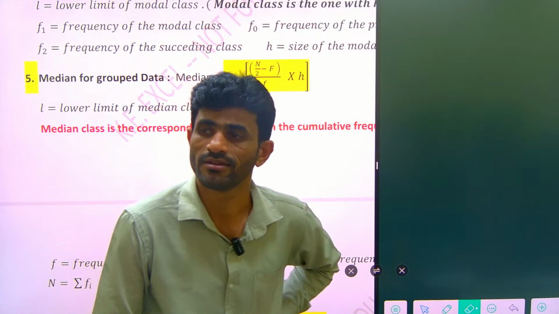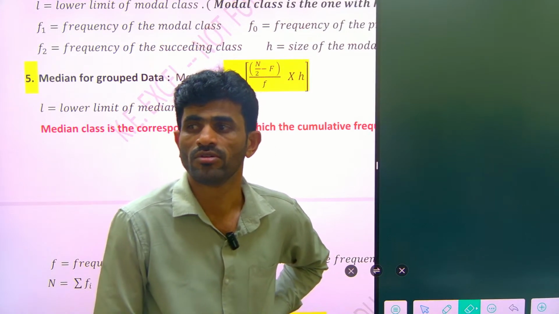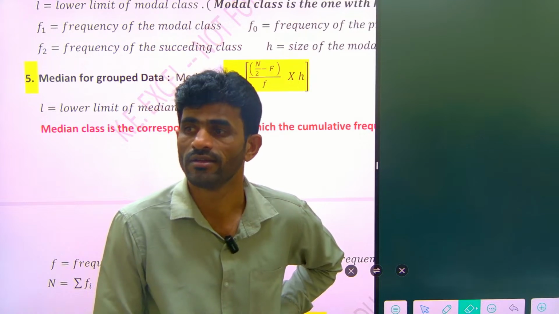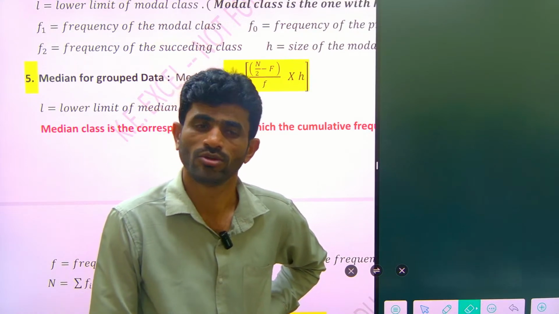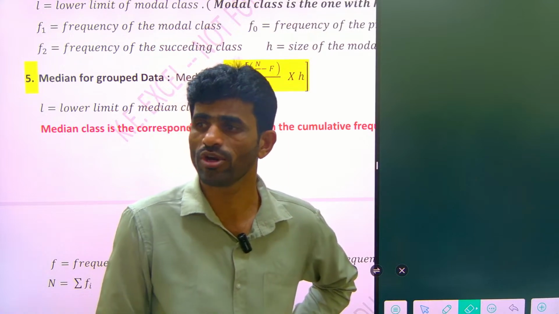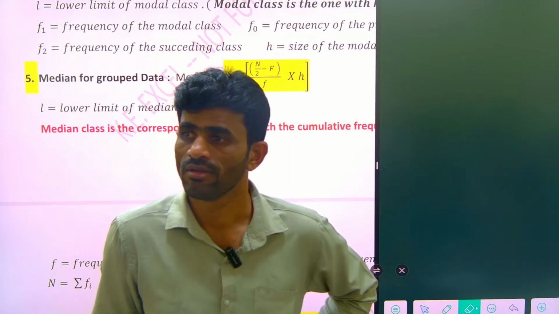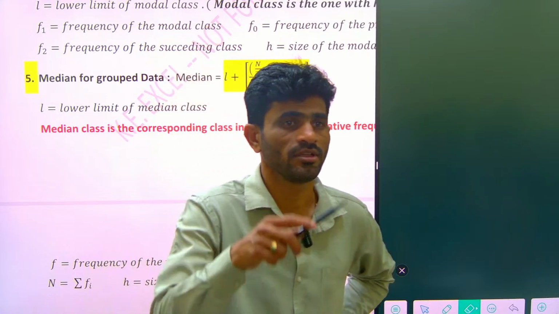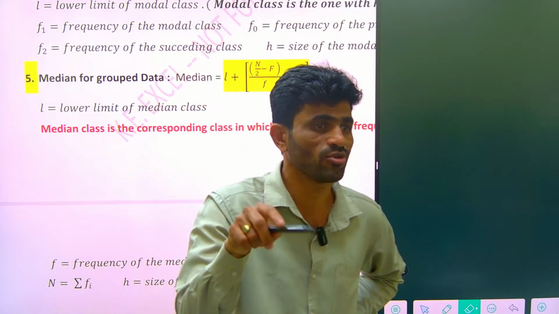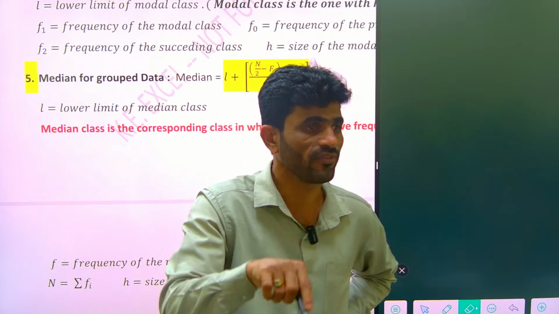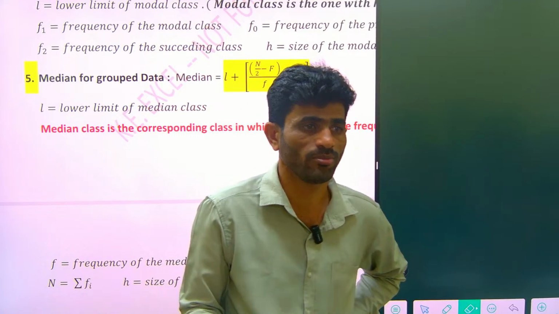What is n there? N is the total frequency, or total number of observations. How do you get the total number of observations? When we add all the frequencies. Frequencies means, suppose if 5 classes are there, frequency is not 5. In all the five classes, whatever frequency is there, that frequency we have to add. Then we get the total number of observations.